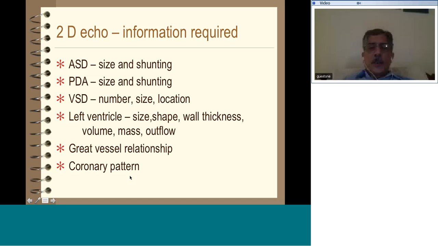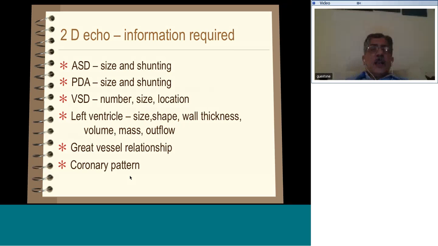And then lastly, you need to look at the coronary pattern, because that's important for the arterial switch operation. And once the diagnosis is made, one needs to prepare for surgery. This depends upon whether the patient is desaturating and the duct is patent. One can maintain patency of the duct or improve ductal flow by starting a prostaglandin infusion.